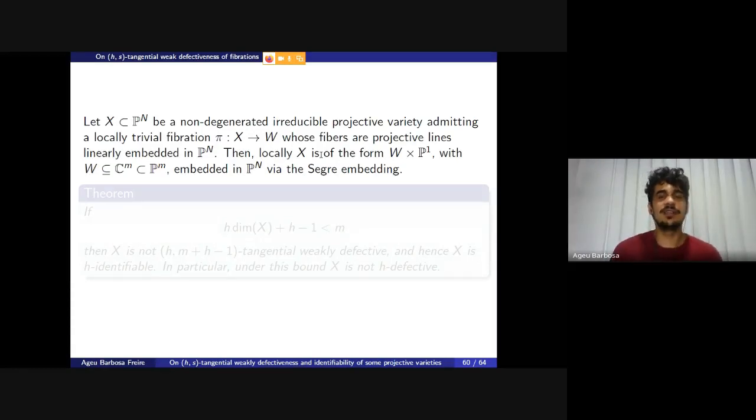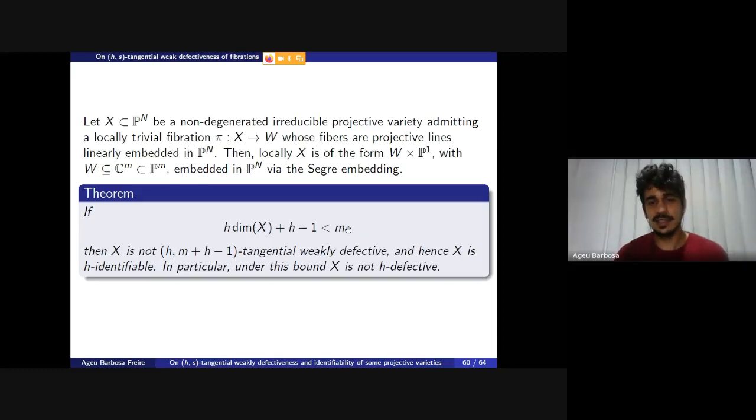This means that if you look at X locally, X is of the form W times P1, where W we assume to be an affine variety in Pm, and we are considering this product embedded with the Segre embedding. Under this condition, if we assume this numerical condition, we get that the variety X is not h-tangentially weakly defective.